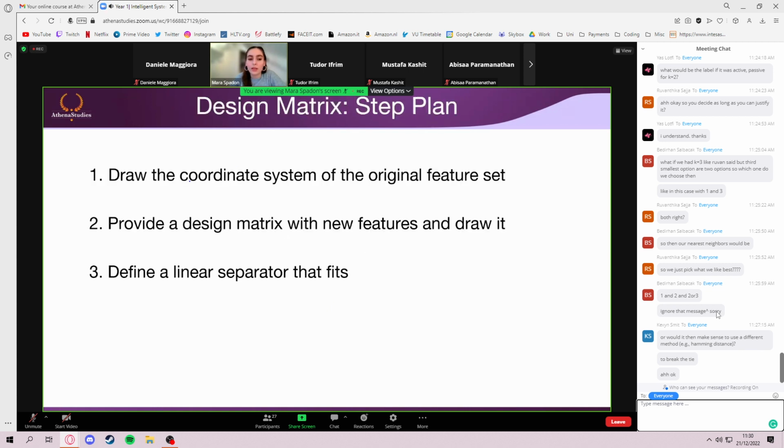So there's a step plan. You draw the coordinate system of the original feature set. You provide a design matrix with the new features and then draw it again. And then you define a linear separator that fits.